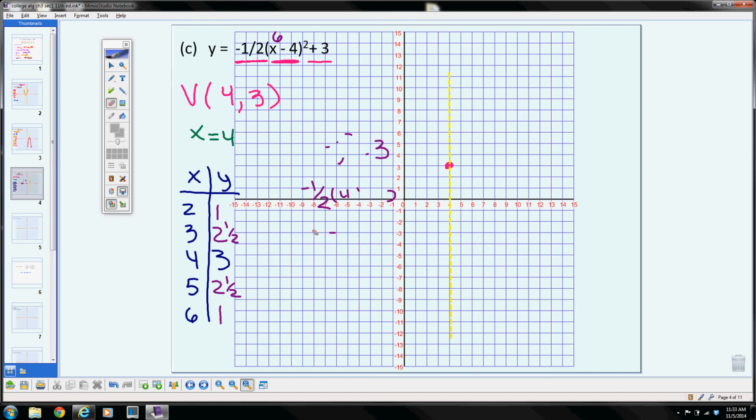Now let's plug all those points in, and let's actually graph our parabola. So when x is 2, y is 1. When x is 3, y is 2.5. When x is 5, y is 2.5. And when x is 6, y is 1. So notice our parabola did what we predicted. It goes down, it's a little bit fatter than normal, and it translated to the right 4 and up 3.